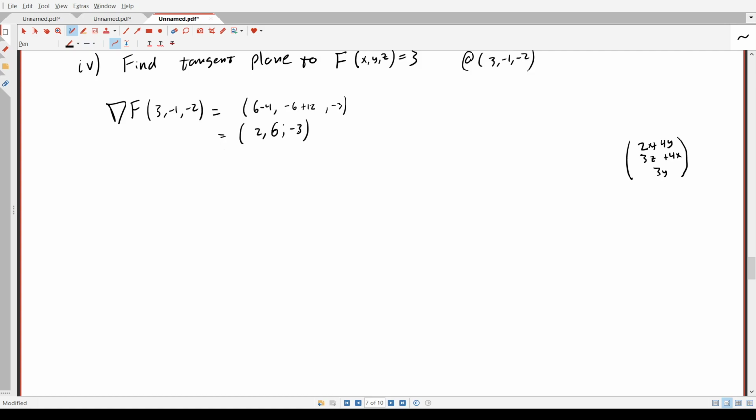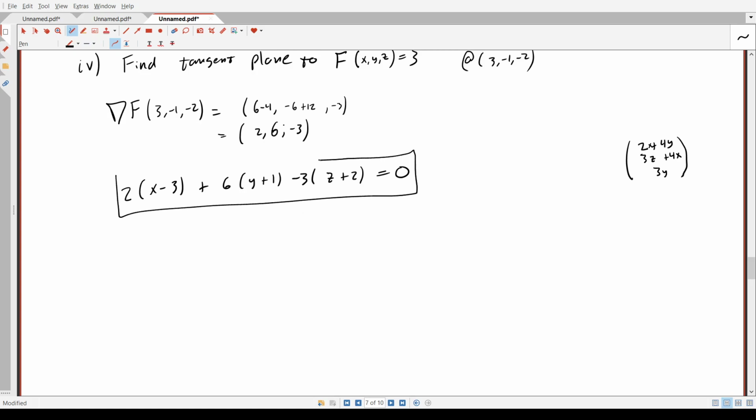So that's my normal vector, and then I have my point on the plane. So I can write this down very quickly. This is just going to be 2x minus 3 plus 6 y minus minus 1 plus, it's going to be minus 3 times z minus minus 2, it's plus 2, equals 0. That's my equation for the tangent plane.